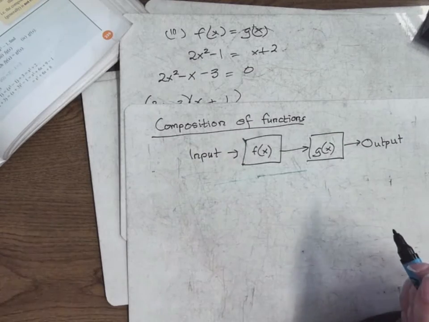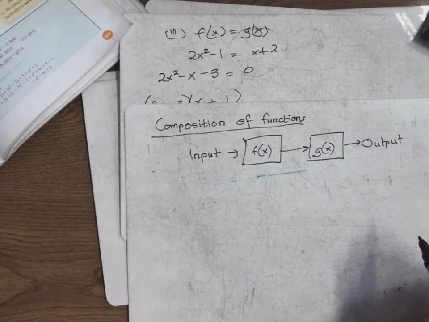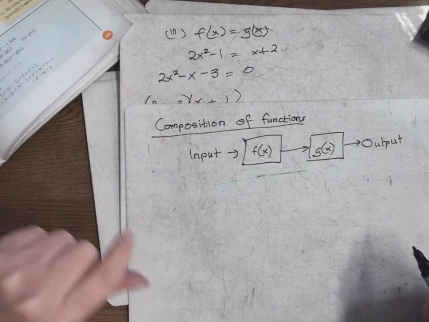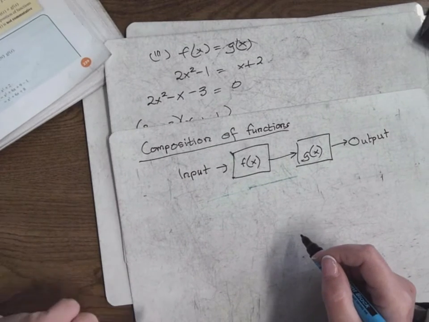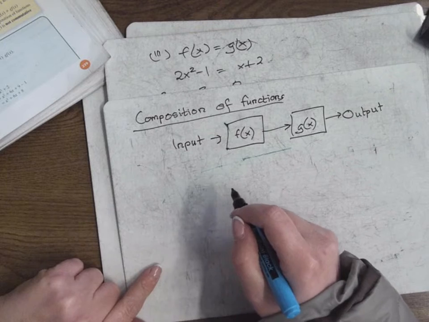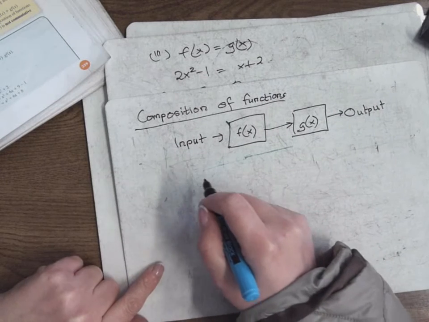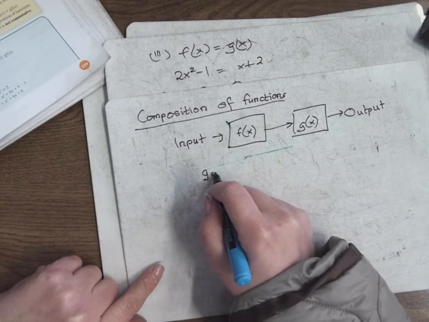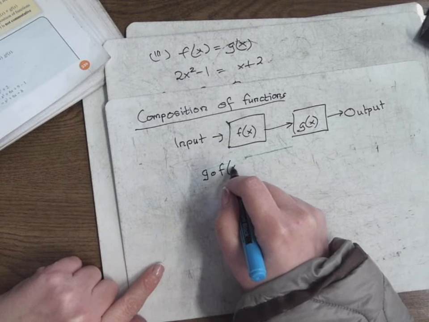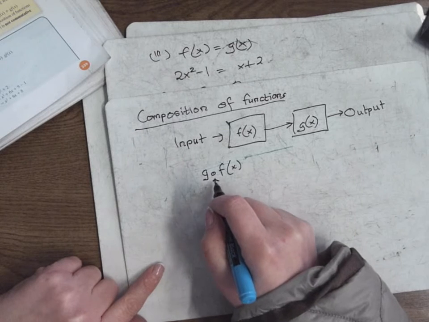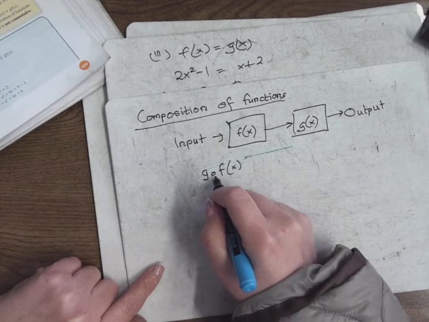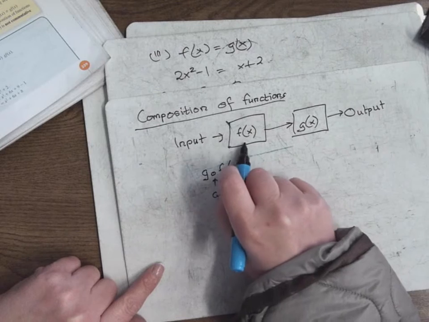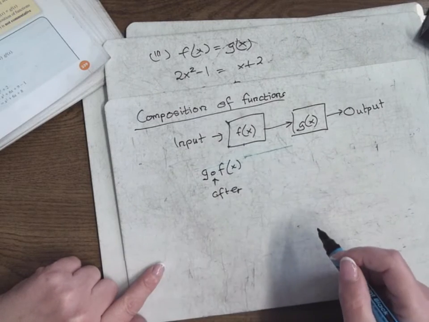It means there's more than one function, right? Okay, so you put the number into the first function, then you put the answer into the second function, and then you get the overall answer. Okay, how it's written: I put it into f first, so this is written as g after f of x. So see that little circle there, that stands for after. So if you read it out loud, it's g after f, so that means put it into f first and then put the answer into g, right?